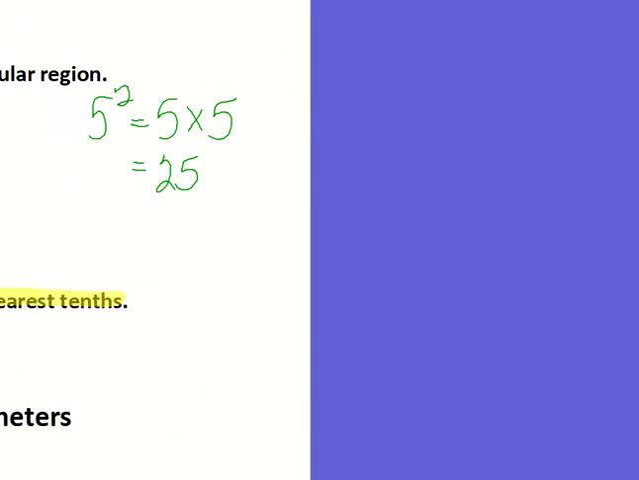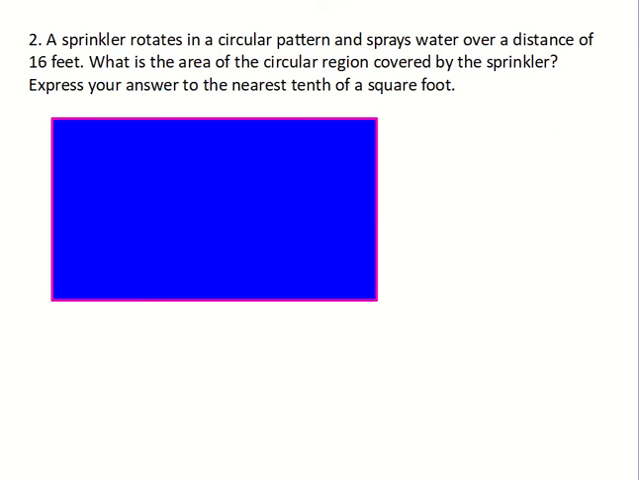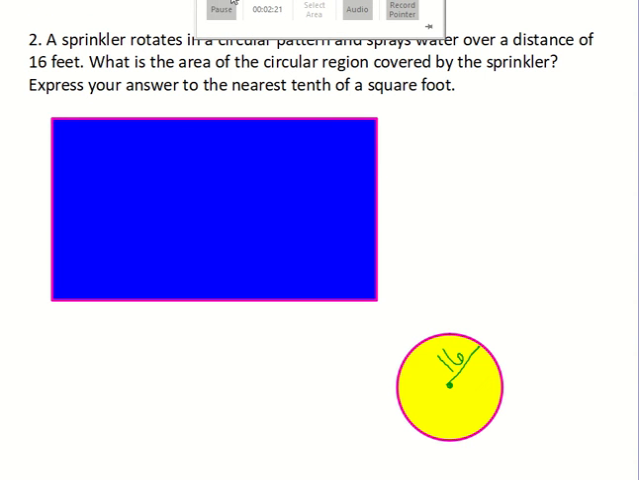And then here's a second example. A sprinkler rotates in a circular pattern and sprays water over a distance of 16 feet. What is the area of the circular region covered by the sprinkler? Express your answer to the nearest tenth of a square foot.